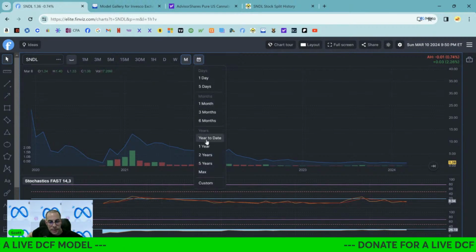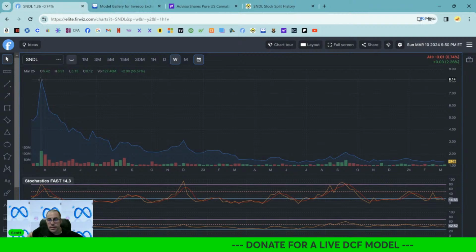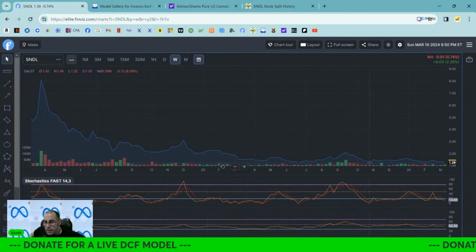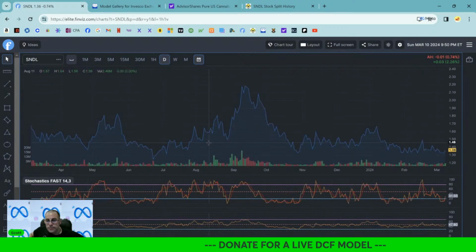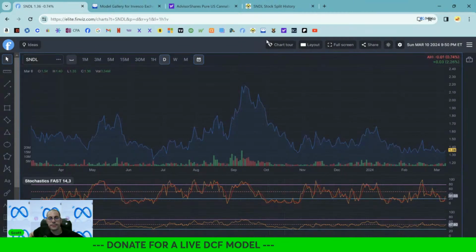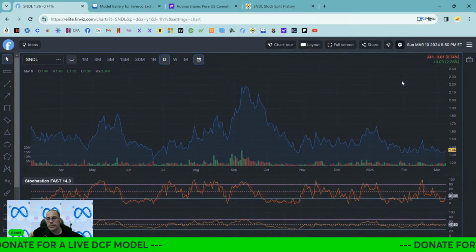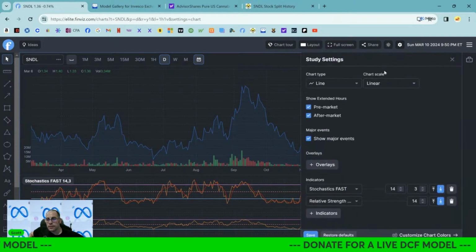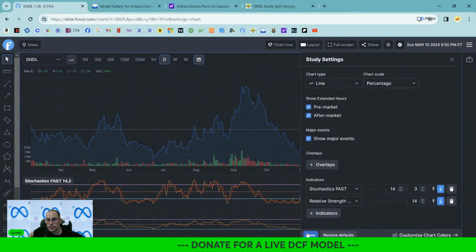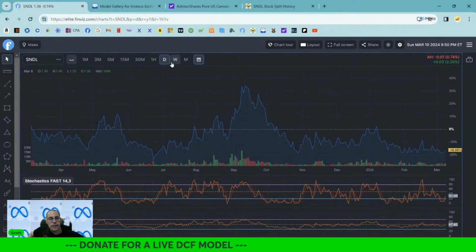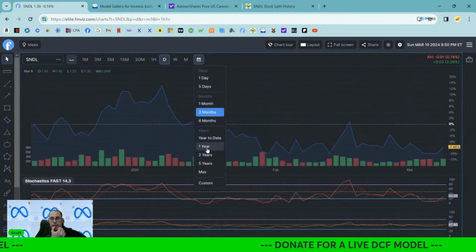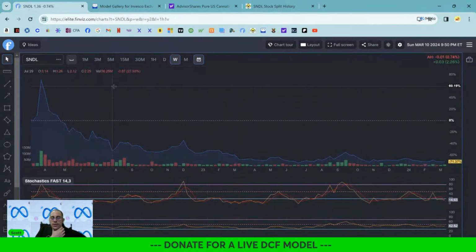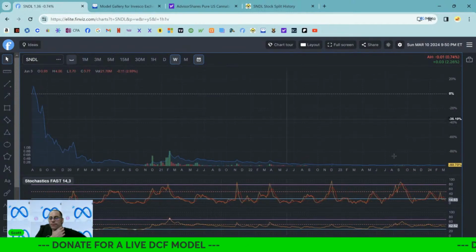Let's see, the past 2 years. Yeah, 2 years ago it was 8. Now it's $1.36. When did they do that reverse stock split? So it's just a garbage company. It's down in the past year 16%. In the past 2 years, it's probably down 80%, 70% in 2 years. In the past 5 years, it's down almost 99%.